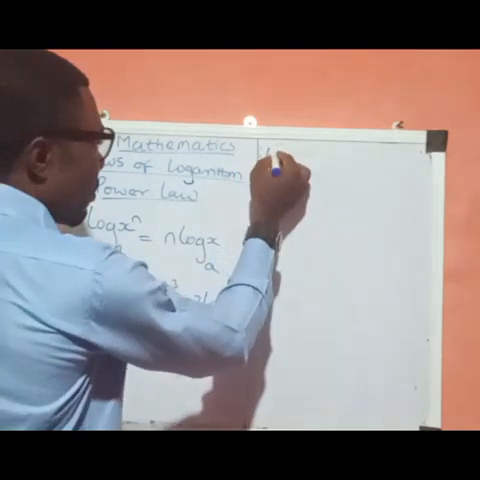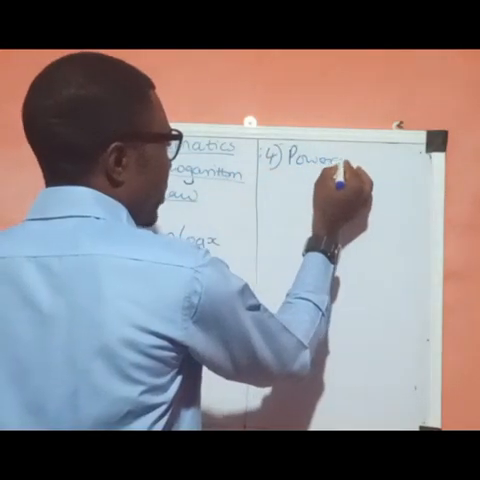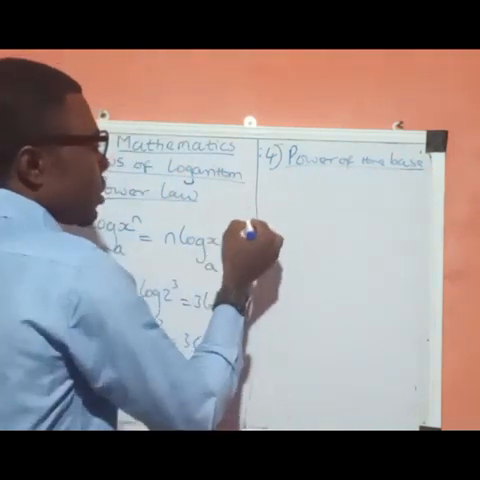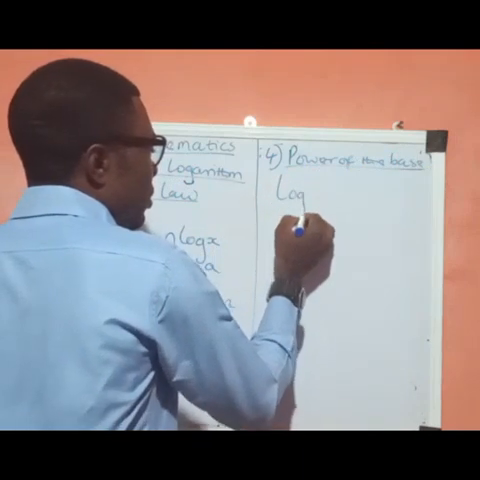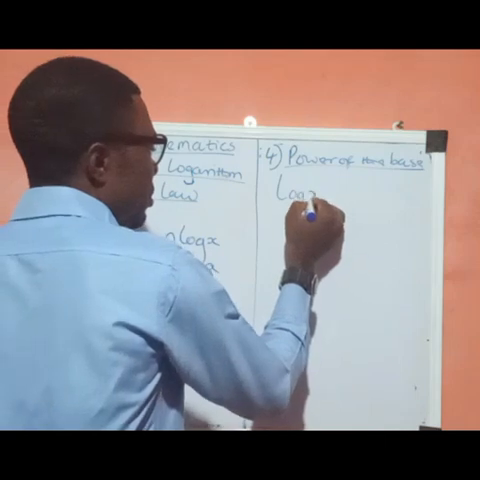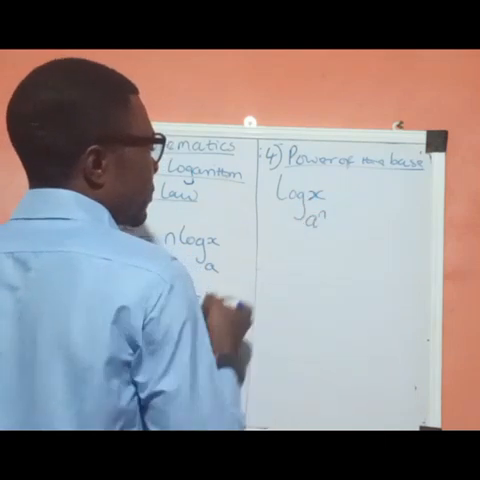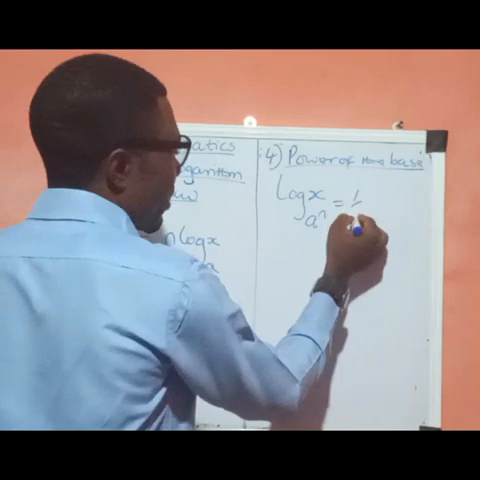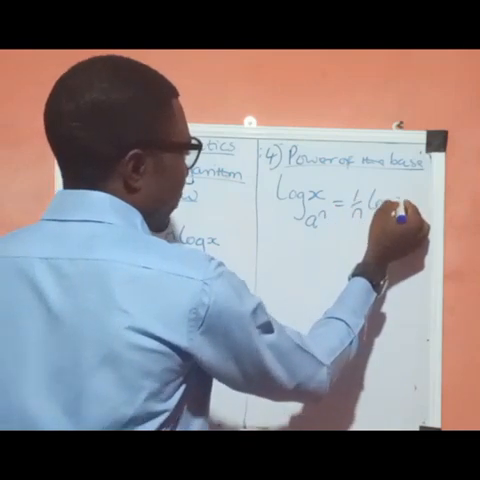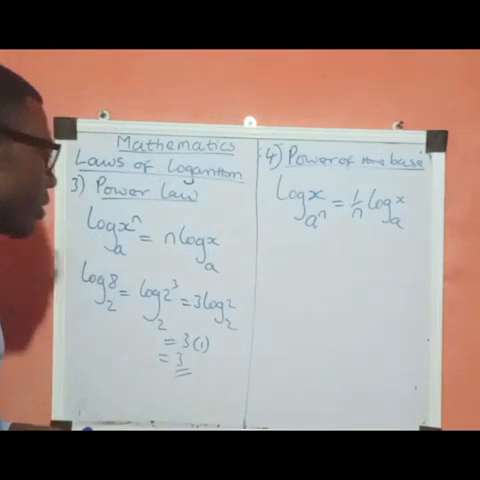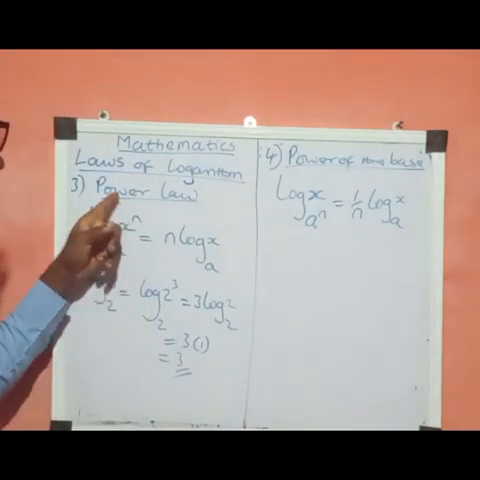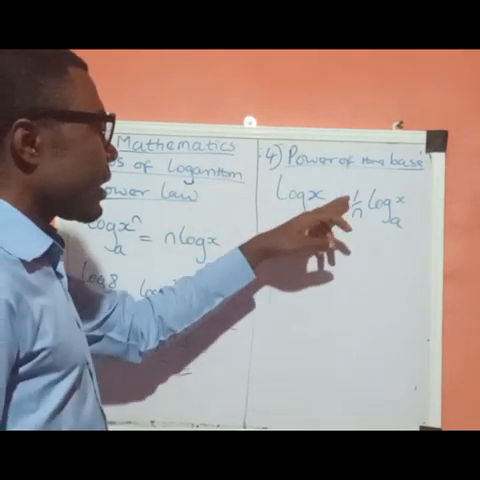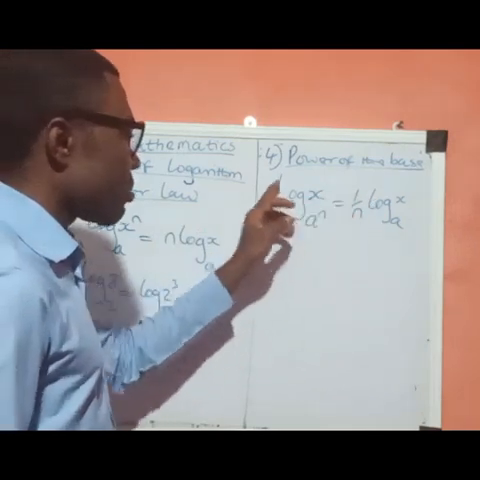The number 4 law is called power of the base. When it is the base that has the power, instead of the number having the power, then the reciprocal of the power is used to multiply the log. Don't confuse this. If it is the number that is raised to power n, then n will multiply the logarithm. But if it is the base that is raised to power n, then the reciprocal of n will be the one that will multiply the logarithm.